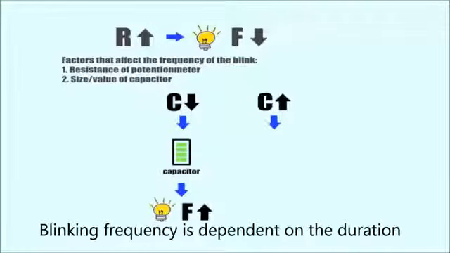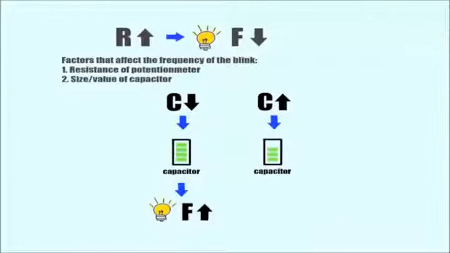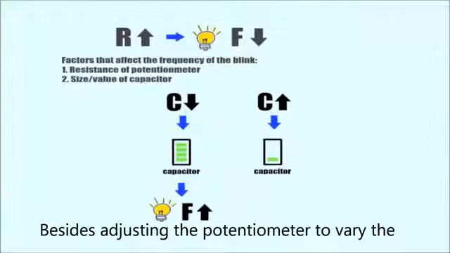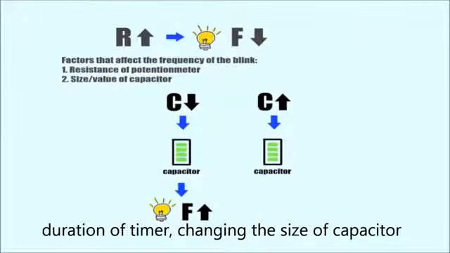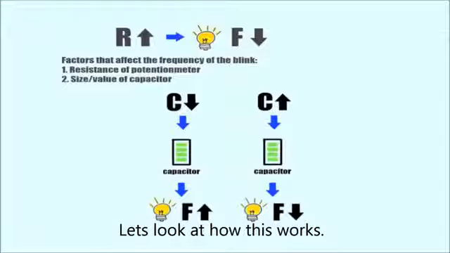Blinking frequency is dependent on the duration set by the 555 IC timer to discharge the capacitor. Besides adjusting the potentiometer to vary the duration, changing the size of the capacitor can set the blinking frequency. Let's look at how this works.